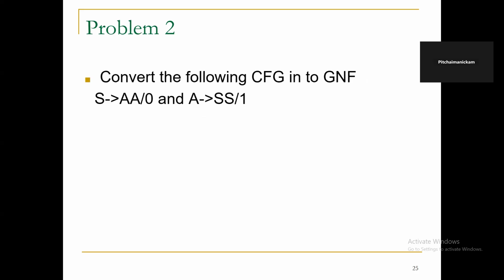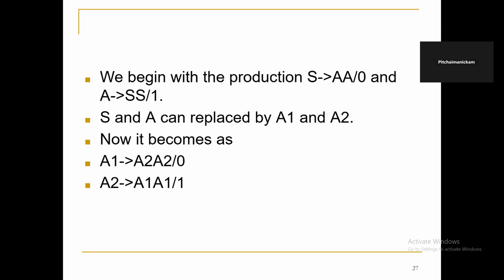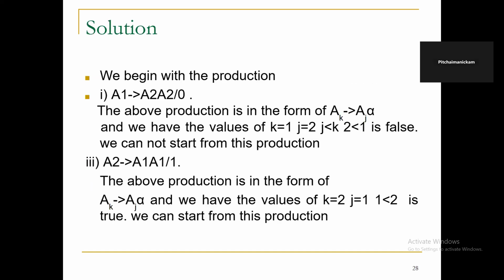In this problem, we have two productions: S derives AS | 0 and A derives SA | 1. For this problem we have to do the substitution. We begin with the productions S derives AS | 0 and A derives SA | 1. So S and A can be replaced by A1 and A2. Now the productions become A1 derives A2 A2 | 0 and A2 derives A1 A1 | 1.